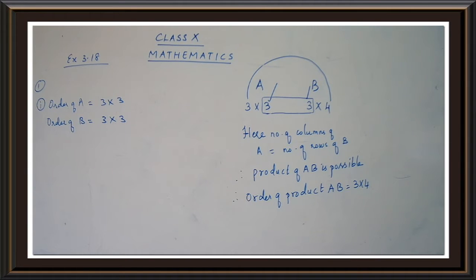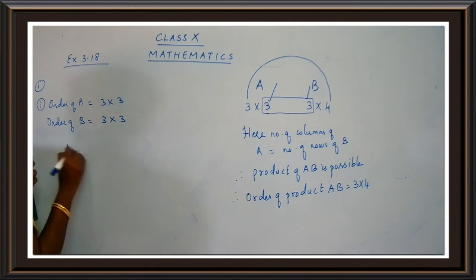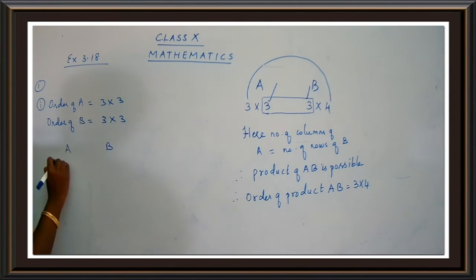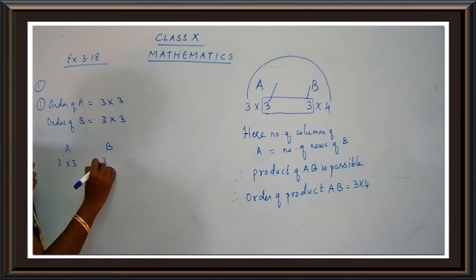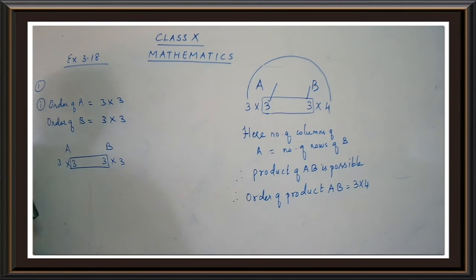Have you taken down the question, children? Okay, now let us go for the answer part. First of all, you are going to write down the orders together, like we have written for the cases. Put here A, here B, 3 cross 3, 3 cross 3. Why are we putting a box over here? To check whether we can find the product.